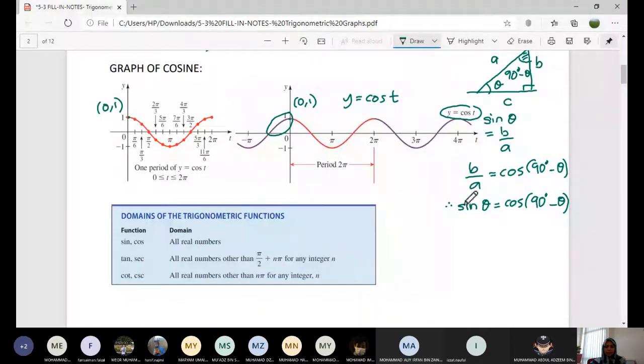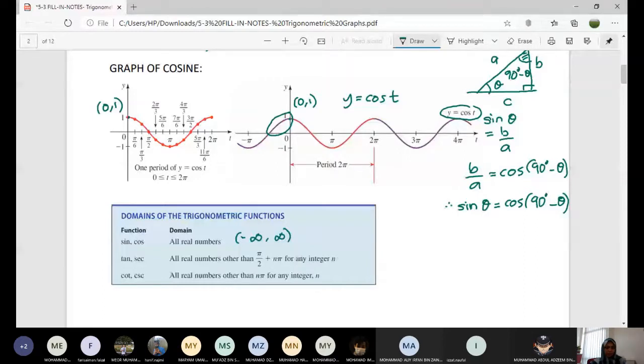If you look at the graph, we already know that t can be all real numbers for sine and cosine. Here your theta can be all real numbers. It is a continuous graph, so it can be all real numbers. Now we want to look at the graph of tangent and secant. The domain is all real numbers other than pi over 2 plus n pi for any integer n.